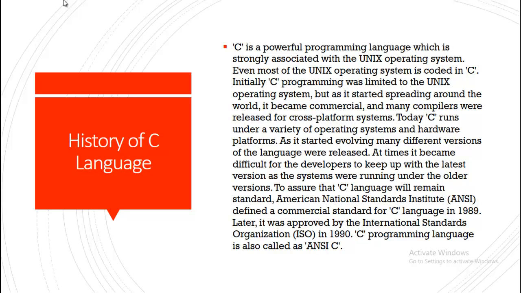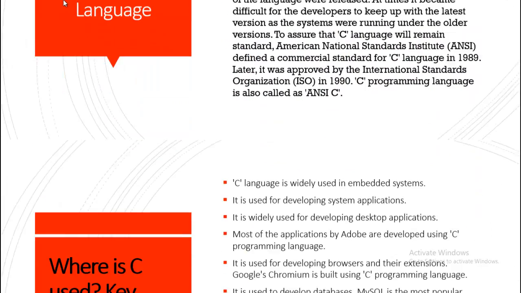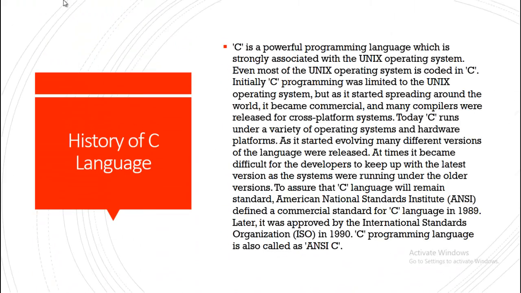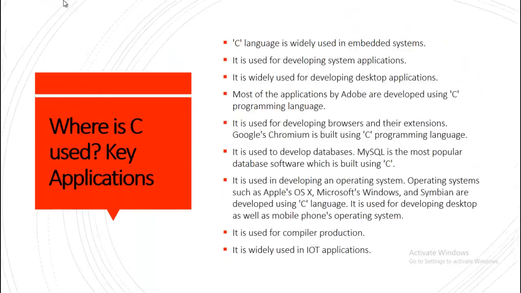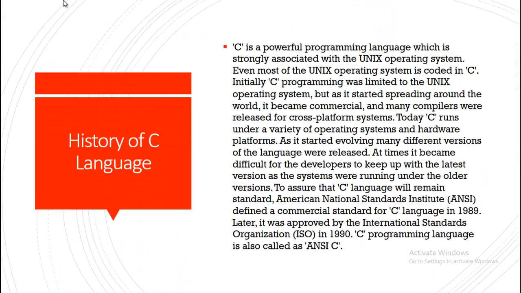As it started evolving, many different versions of the language were released. At times it became difficult for the developers to keep up with the latest version as the systems were running under the older versions. To assure that C language will remain standard, the American National Standards Institute, ANSI, defined a commercial standard for C language in 1989. Later, it was approved by the International Standards Organization, ISO, in 1990. C programming language is also called ANSI C.